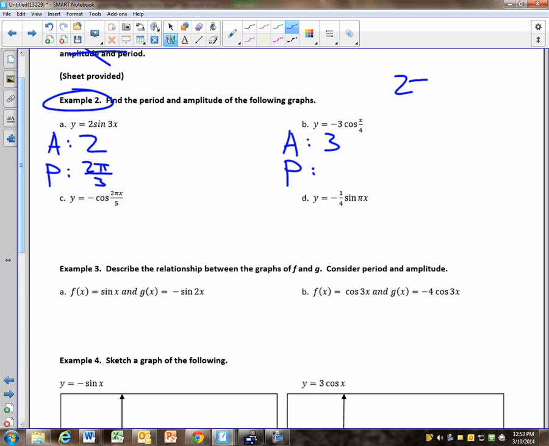Now remember, the period is 2 pi divided by b, but what is your b value in this problem? b is not 4, but 1/4. Very good. So you take 2 pi and you divide by 1/4. Dividing by 1/4 is the same as multiplying by 4, so I get 8 pi. So you can see that stretched it horizontally, didn't it? Instead of repeating itself every 2 pi, it's now repeating itself every 8 pi. So it takes a lot longer to actually repeat itself.